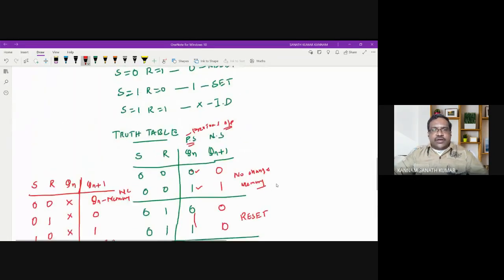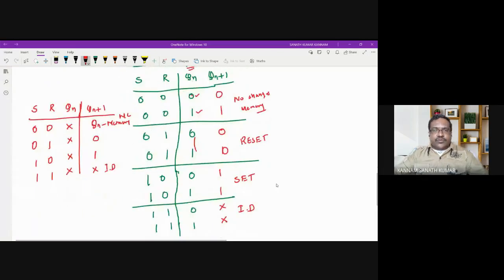That means if you consider three inputs, what are the possible combinations? 0 0 0, 0 0 1, 0 1 0, 0 1 1, 1 0 0, 1 0 1, 1 1 0, 1 1 1. You are getting the same thing, no? Understood? That's why here I kept the Qn as don't care. That means we can't predict the present state. So if we can't predict the present state, you can take those states as don't care.